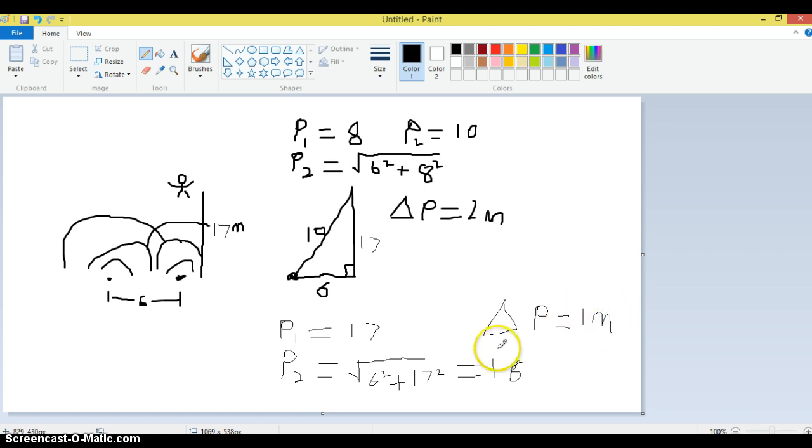Okay, so now we can take P2 minus P1, which will give us a delta P of 1 meter. And from this, we know that the wave from the second speaker, right here again, is going to be 1 meter behind, which will actually put it completely out of phase with the other wave. And because of that, that will cause destructive interference. And that pretty much sums up this standard.